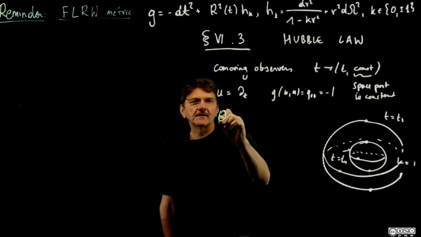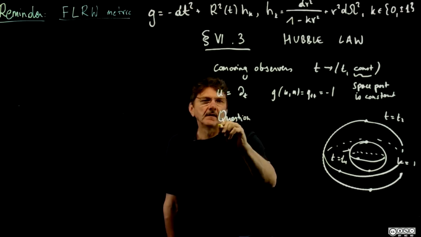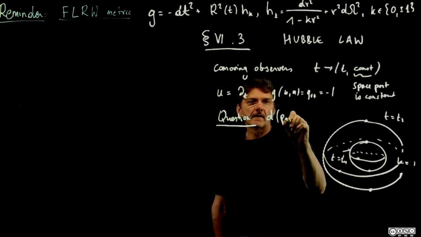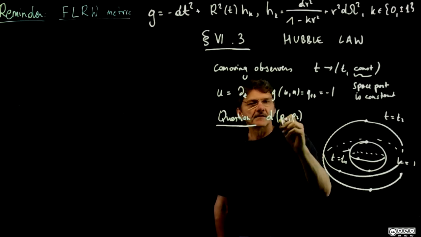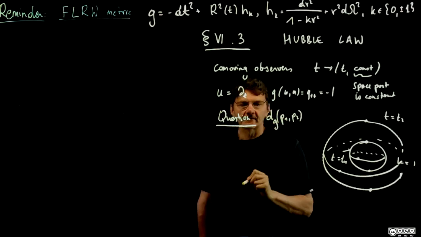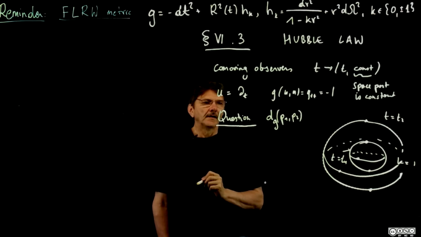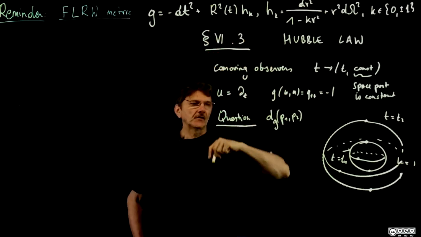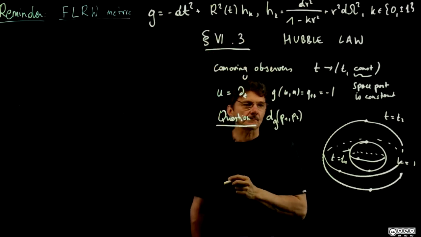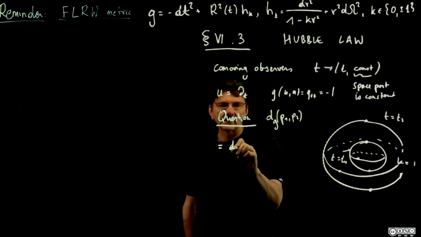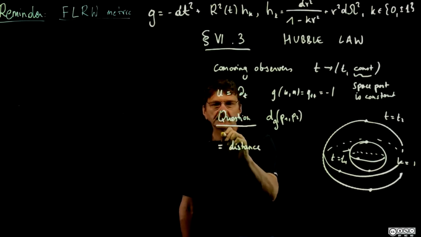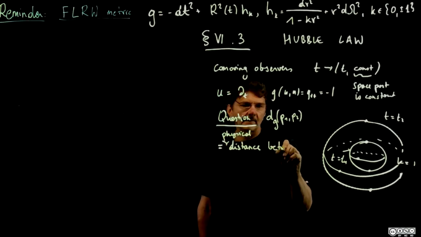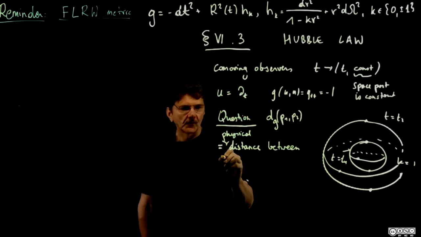And the question is, what is the distance between comoving observers? So let me make sure that this is the distance with respect to the physical metric. So in this case, this is going to be the space part of this metric. So this is the physical distance between two comoving observers.